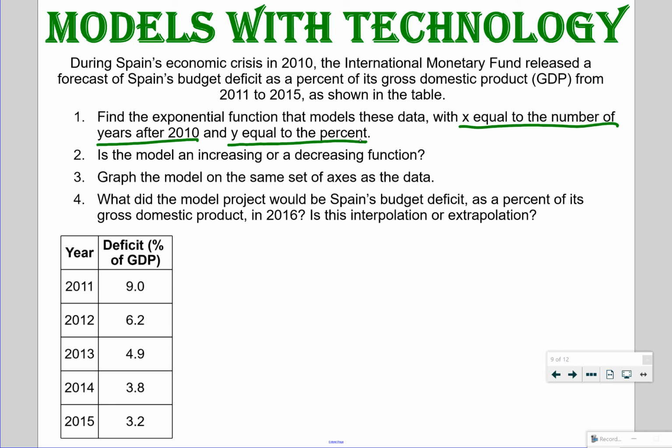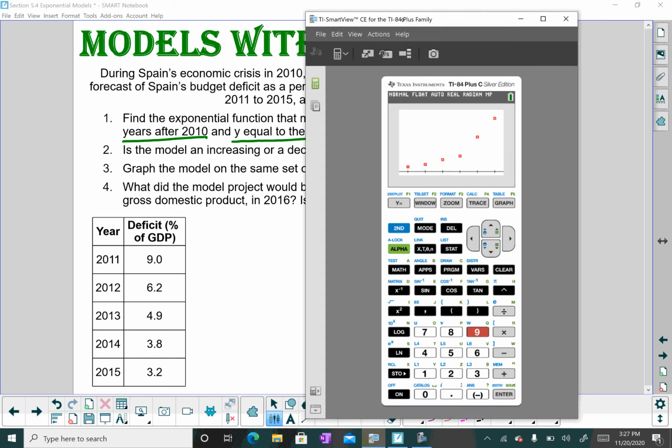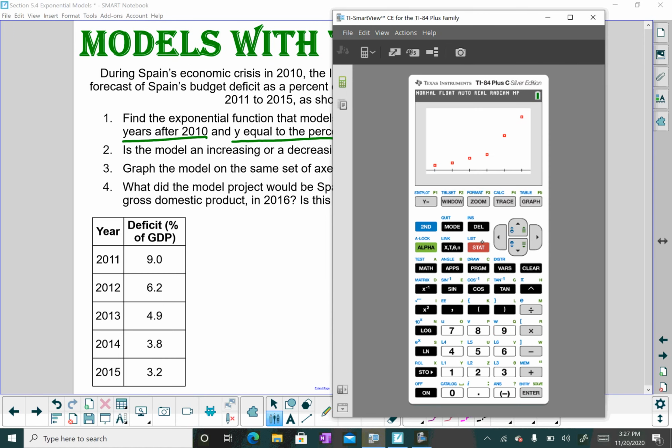We want to know if this is increasing or decreasing. We want to graph the model on the same set of axes, and then we're going to do a projection and talk about if that's interpolation or extrapolation. All right, so you need to get your calculator out here, and let's just review where we're putting everything in. So we're going to hit Stat. We're going to go over to not calculate yet, sorry, just go into Edit. I'm ahead of myself. I'm going to clear out all my lists.